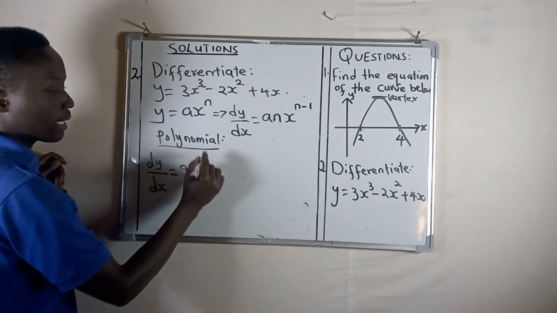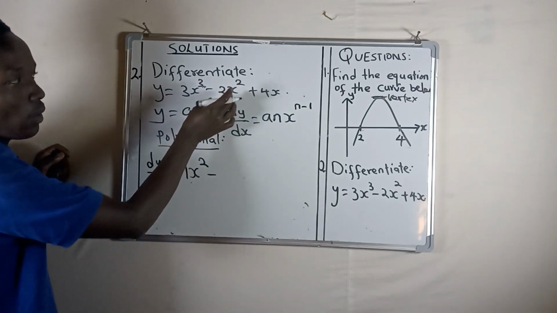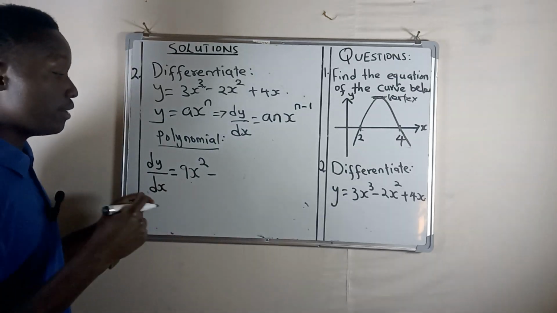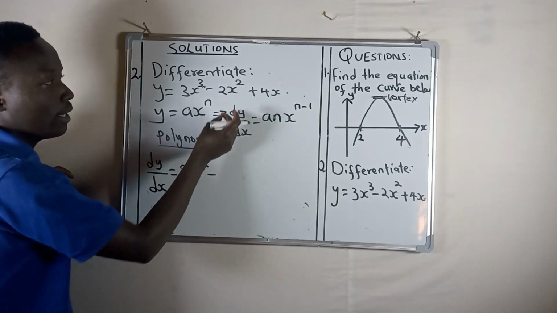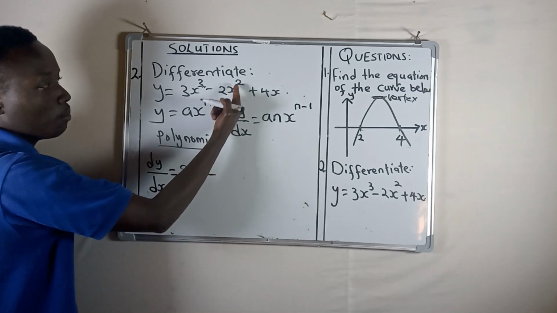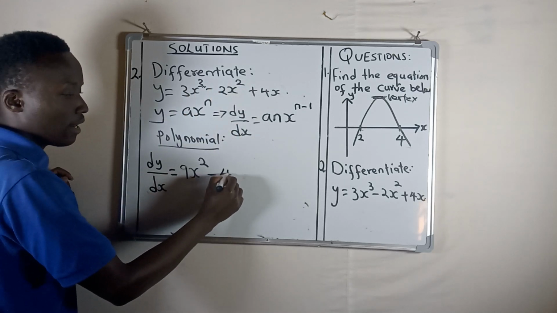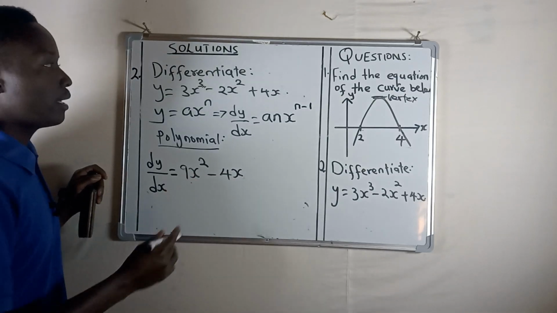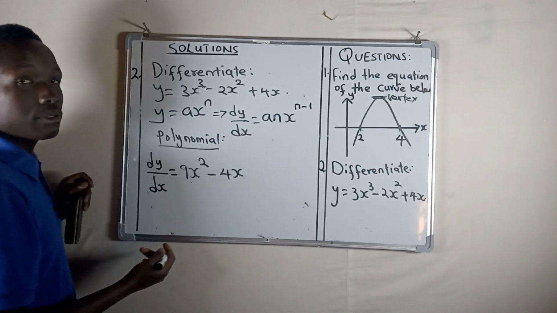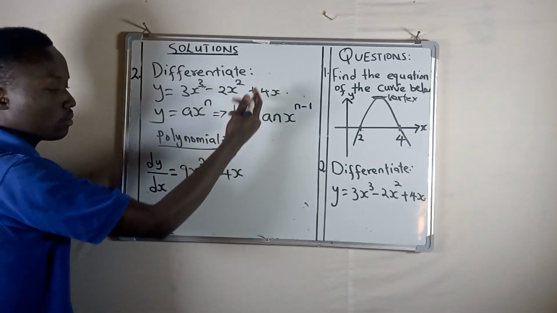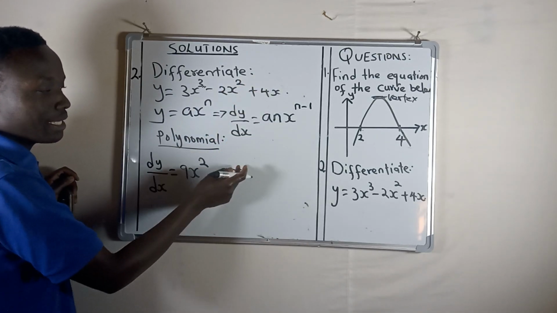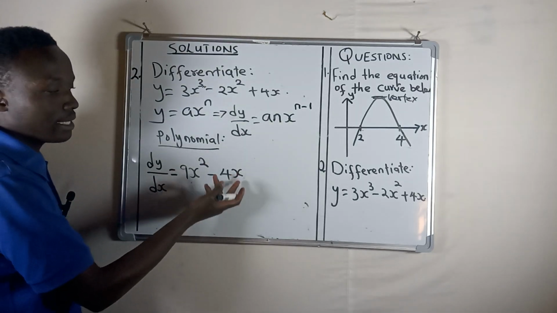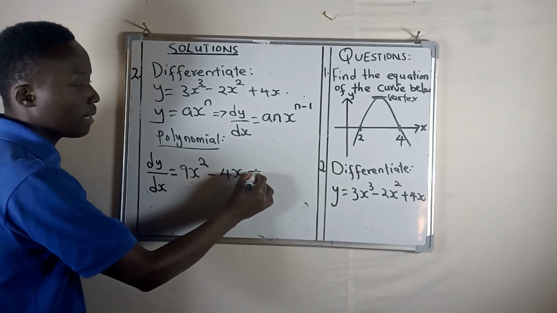Then we proceed to the second one, minus. The same way we have differentiated the first function, we are going to differentiate the second function. We are going to take 2 multiplied by 2. That will give us a 4. Then we will retain our variable x, and we are going to reduce our power by 1. So 2 minus 1 will give us 1. You can just write 1 or leave it like that because x to power 1 is the same as x.